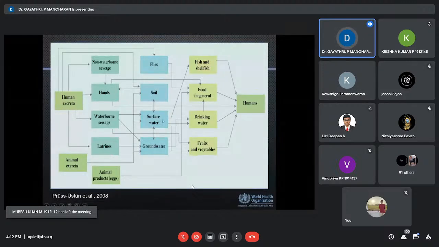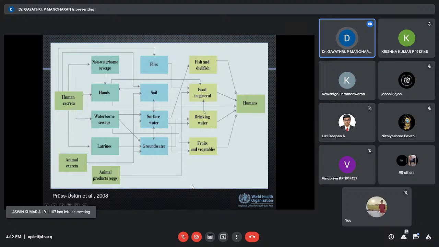And then from surface water, there may be fish or other water organisms which can grow in the water. The organisms may enter the fish. That fish is consumed by us. The fish won't get any infection, but when the fish is consumed by humans, the humans will get infection. And then from soil and contaminated surface and groundwater, it reaches drinking water and fruits and vegetables.